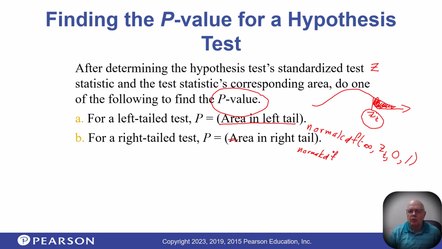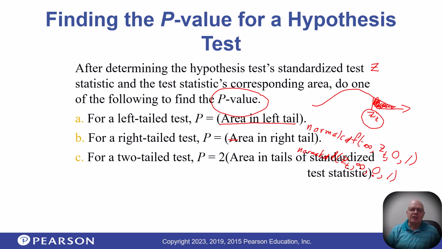We'll use normal CDF since we're talking about probabilities. But this time we start at z sub t because it's a right-tailed test. And we're going to go to positive infinity. And of course, since we're working with z values, 0 and 1.